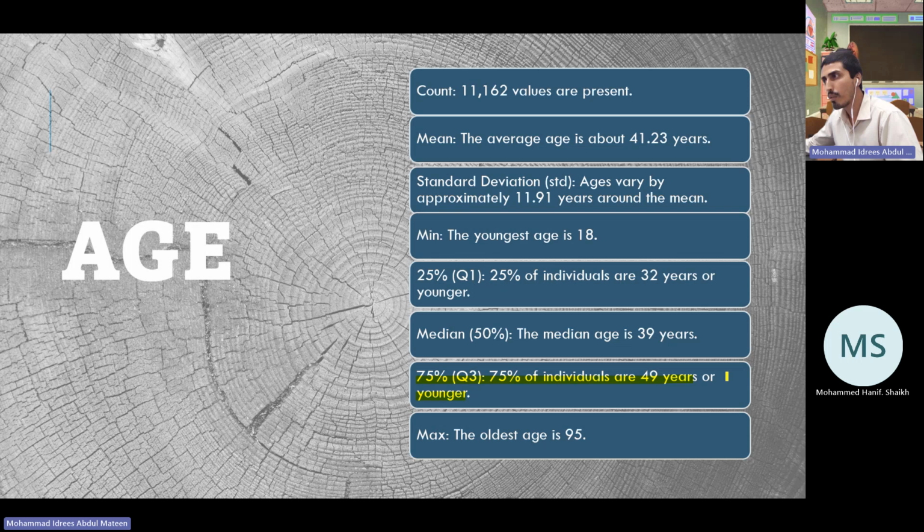So it gives us a lot of information that a lot of our customers belong to a younger age. And the standard deviation will help us, because standard deviation is automatically connected with the mean. The more we go into that, we will explain it better. But here we can see that ages vary by approximately 11.9 years around the mean. So we will see whether it's a high standard deviation or low standard deviation, but till now these figures we can see.